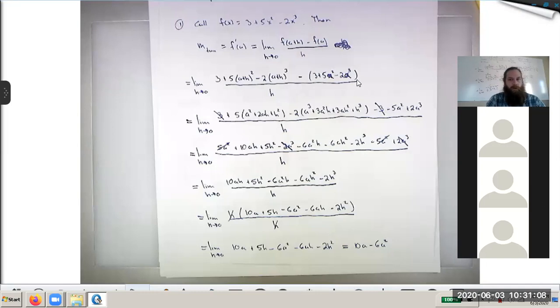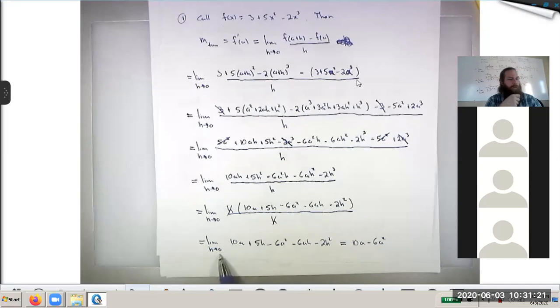I'm sorry, I must have missed something. Can you tell me how you got 10a minus 6a squared? So are you comfortable with how we got to this line? Yes. So from here, I just plug in h equals 0. 10 goes away, this goes away, this goes away.